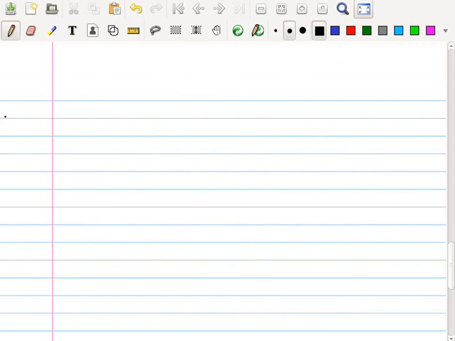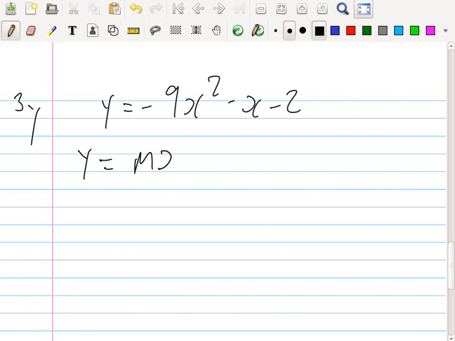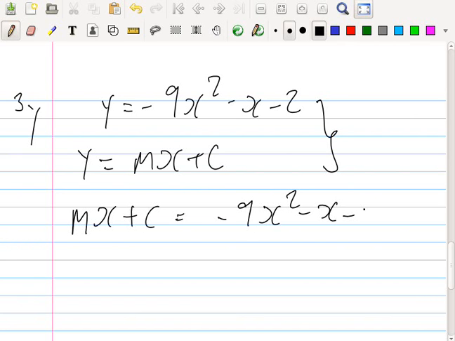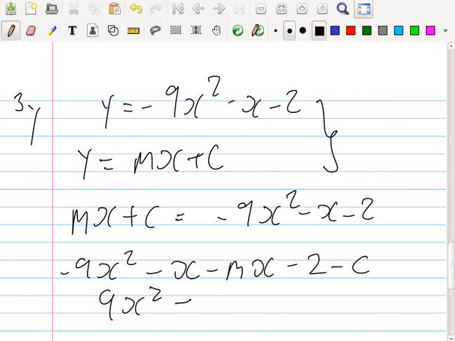Okay, so I'll just do 3y from this. Y equals minus 9x squared minus x minus 2. And I have my tangent line y equals mx plus c. And they meet at one point, so therefore I can solve them. Mx plus c equals minus 9x squared minus x minus 2. So I get minus 9x squared minus x minus mx minus 2 minus c. Well, multiply everything by minus. 9x squared plus 1 plus mx.